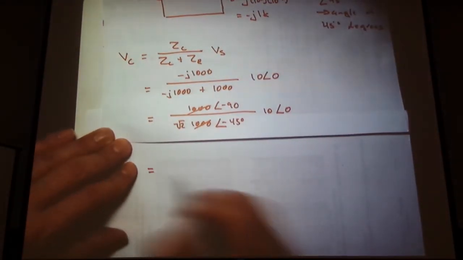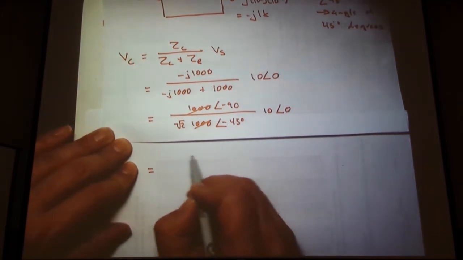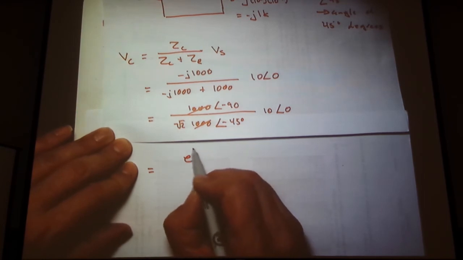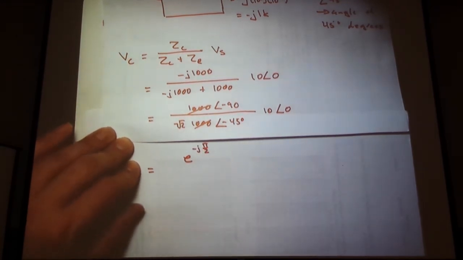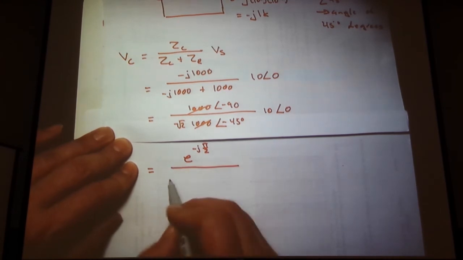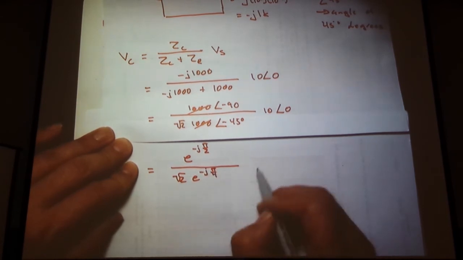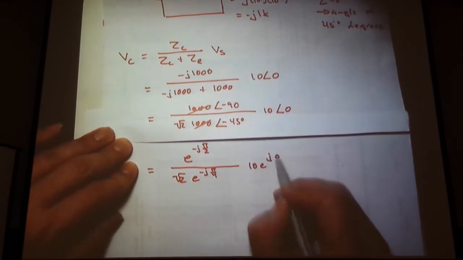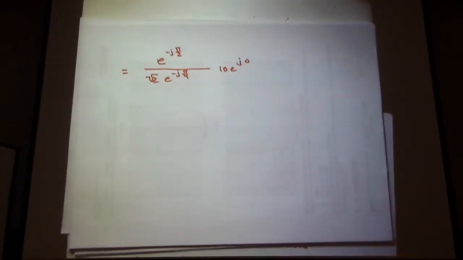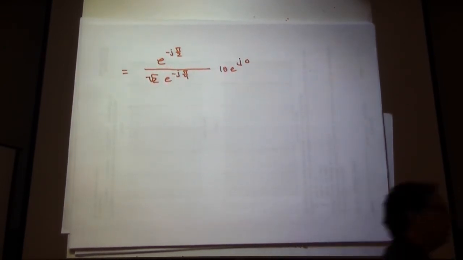But let's write this going backwards a second. So we can cancel those thousands. We can rewrite this now as e to the j minus j pi over 2. That's just going the other way. And now I'm using radians instead of 90s; if you want, you could write it as minus 90, over square root of 2, e to the minus j pi over 4, 10 e to the j 0. And I realize, again, this is a little bit fast. We'll do this more repeatedly in next class, but hopefully you're somewhat following along.